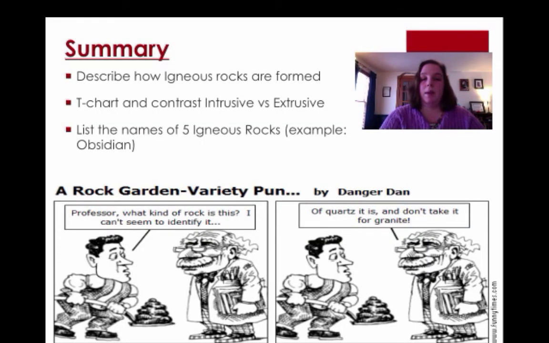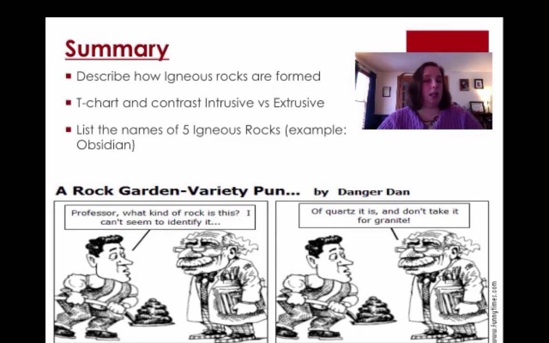Describe how igneous rocks are formed. Remember I said it was super important that you understand how they are formed, because that's going to completely show you what they look like. Let's make a quick T-chart and contrast intrusive versus extrusive. And then if you would for me, please list the name of 5 igneous rocks, and you can certainly use my first one here that I've given you, my favorite, obsidian.